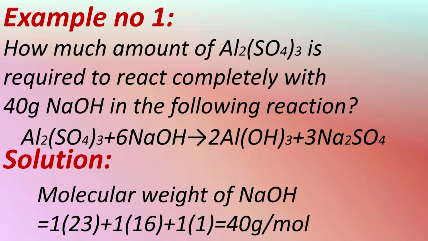Solution. First of all, we will calculate the molecular weight of sodium hydroxide. 1 is the number of sodium atom into 23 is the atomic weight of sodium, plus 1 is the number of oxygen atom into 16 is the atomic weight of oxygen, plus 1 is the number of hydrogen atom into 1 is the atomic weight of hydrogen. After solving, the molecular weight of NaOH is calculated to be 40 gram per mole.